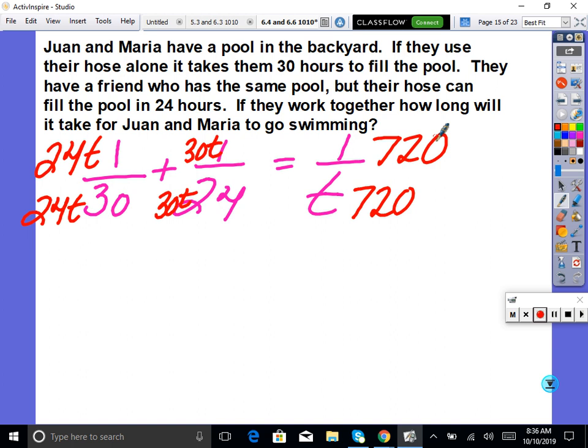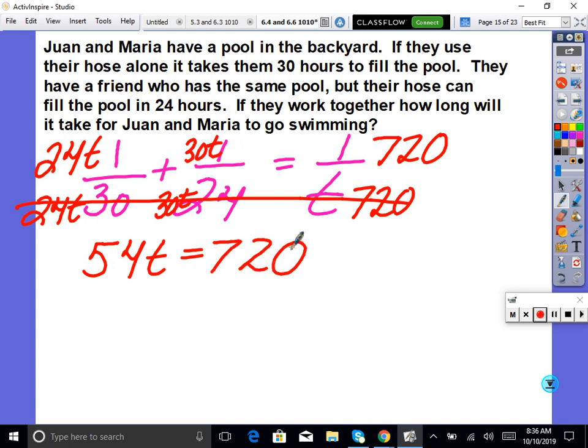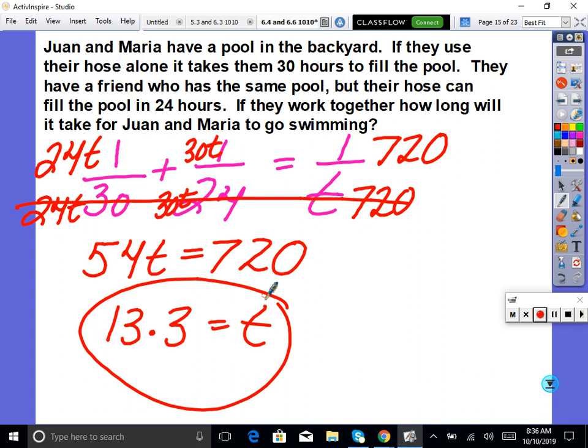So then from there, don't we have 54? We can ignore the denominator. So 54 t's equals 720, right? So then 720 divided by 54. 13.3 hours equals t. It took them 13.3 hours to fill the pool. Pretty easy, right? That will be one of the easiest ones on the test. It would be so sad to miss it just because you didn't memorize what you're supposed to do with that type.